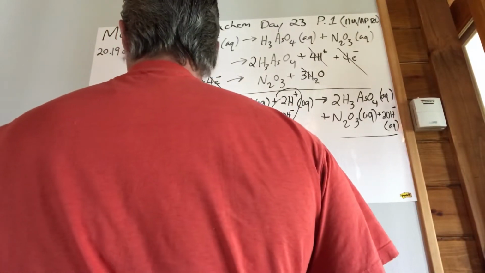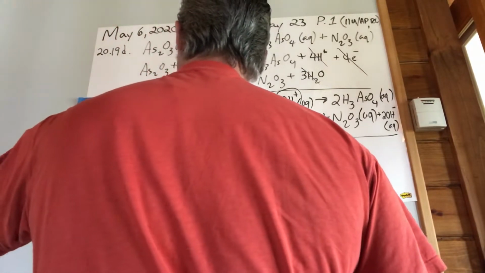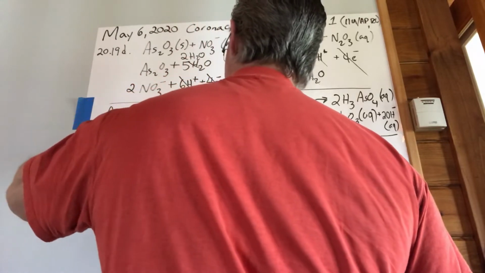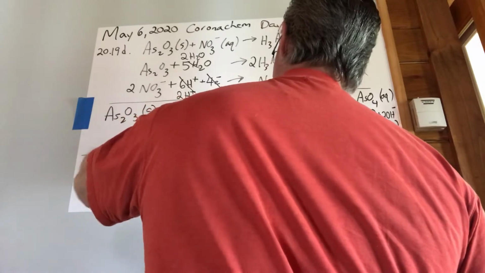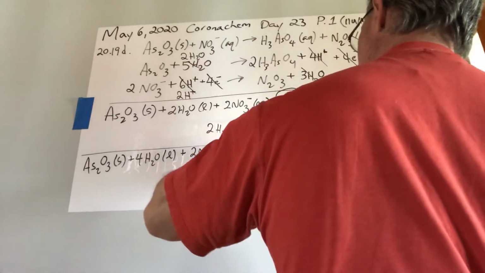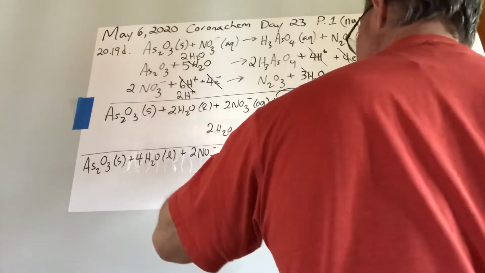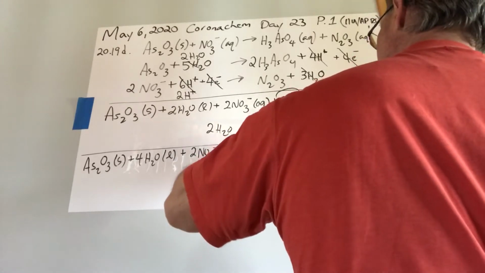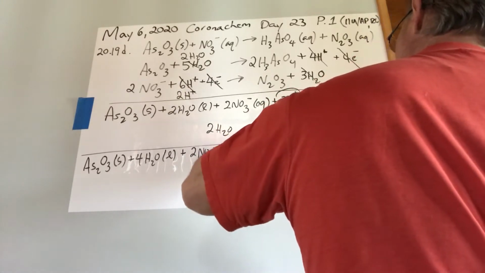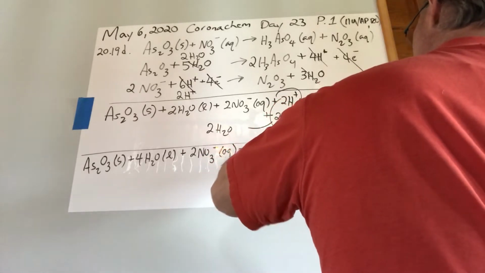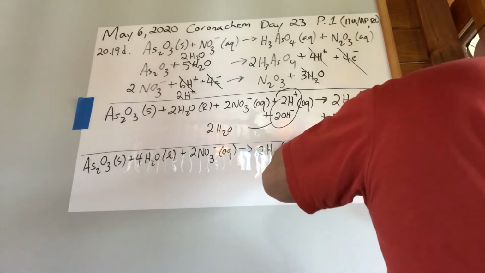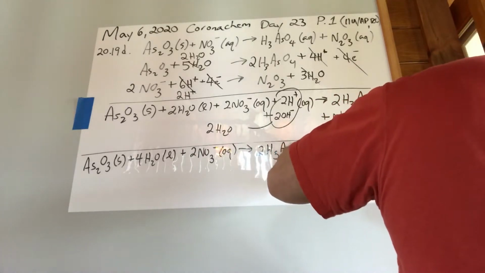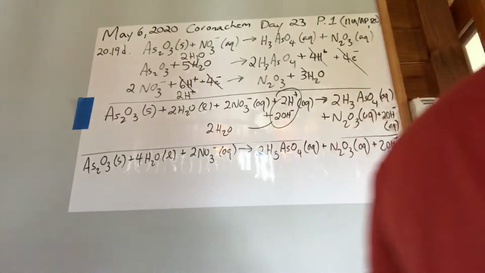So the net equation comes up to this. As2O3 solid plus 4 H2O liquid plus 2 nitrates aqueous yields two arsenic acids, AQ, plus N2O3 AQ plus 2 hydroxides, also AQ, and now it's balanced in basic solution.